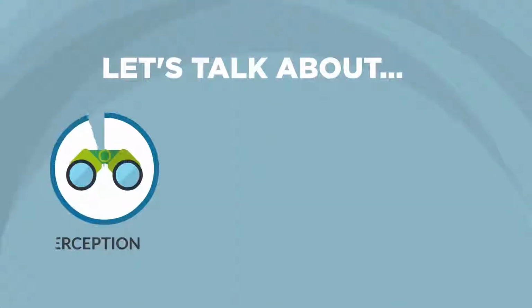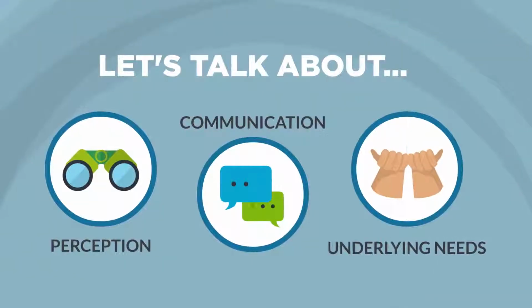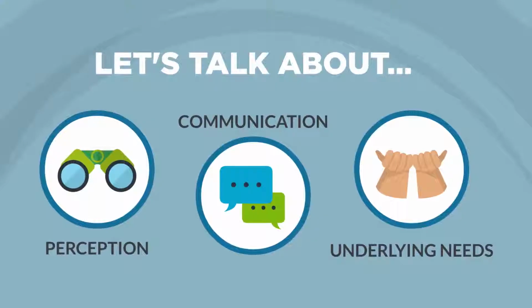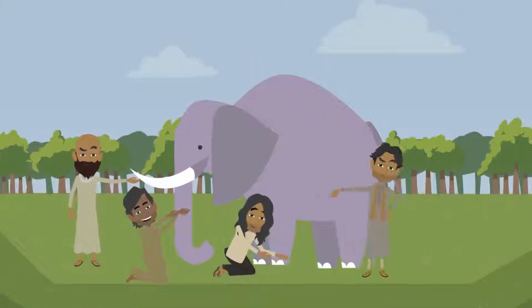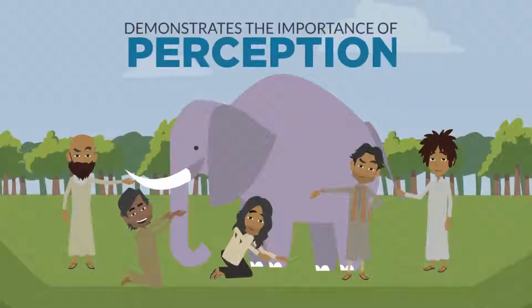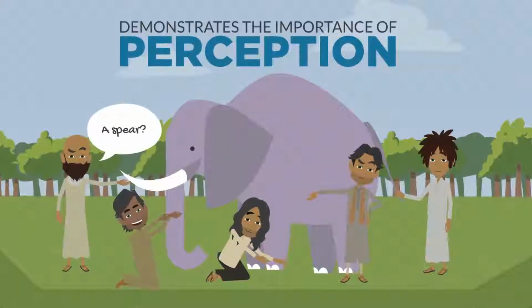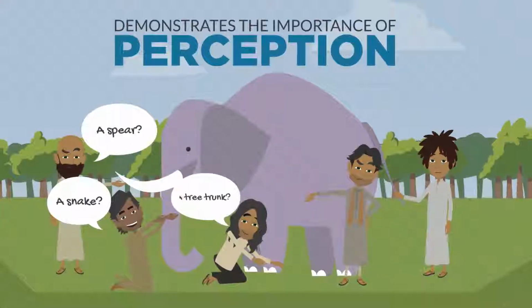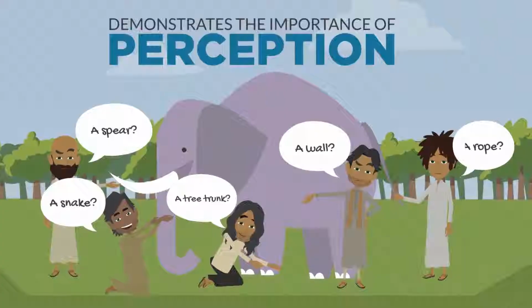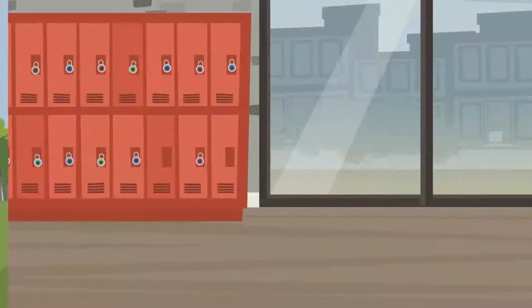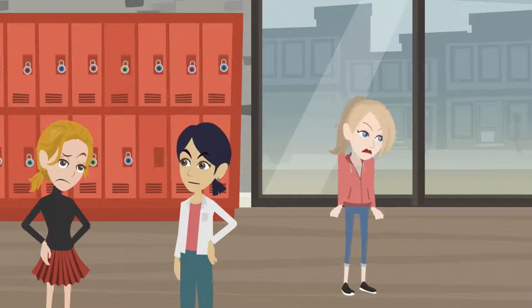Let's talk about perception, communication, and underlying needs. The parable of the blind men and the elephant demonstrates the importance of perception. Each man touches a different part of the elephant, gaining his own perspective of the whole based only on a small part. When conflict happens, it's a lot like the parable.